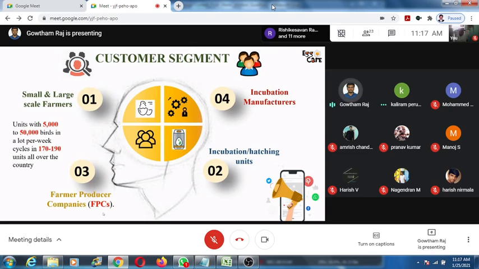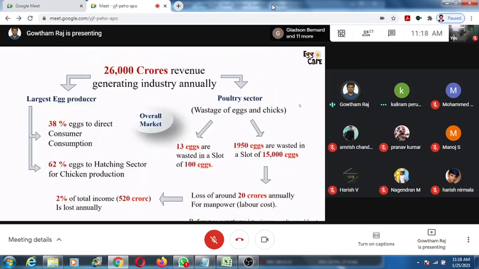Then farmer producer companies. It is a group of farmers clubbed together in certain associations. If we sell directly to that association, from that central unit we'll be reaching all the farmers and all the industries. Then incubator manufacturers: we can also promote our product through incubator manufacturers. Many can think that even in one slot, a wastage of 20-30 eggs cannot affect the total profit, but that is not considering one slot alone.